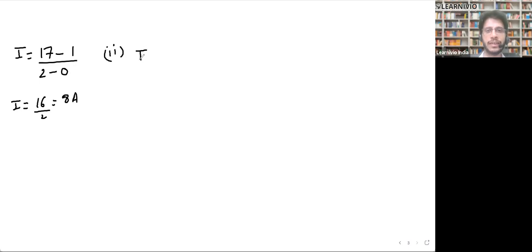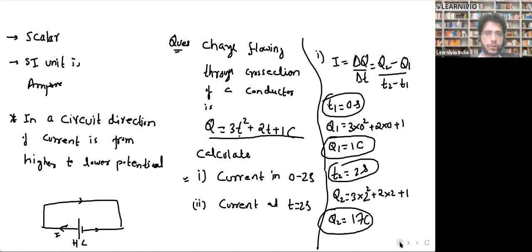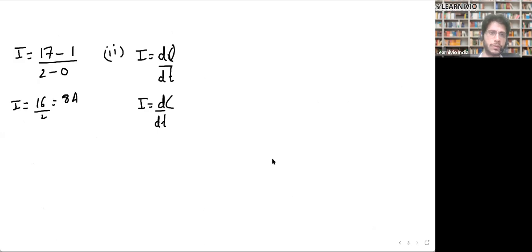For instantaneous current, Mariam, how would you calculate instantaneous current? You will use division or differentiation? Differentiation. So you can write that instantaneous current is the rate of change, or the derivative, of charge with respect to time. So it's d over dt of the equation, 3t square plus 2t plus 1.